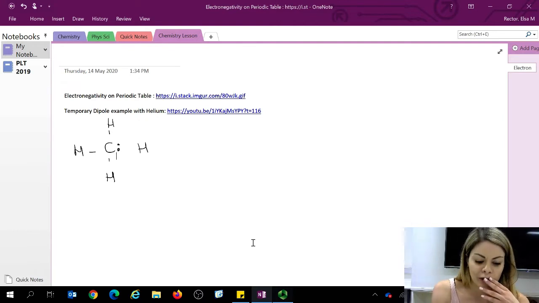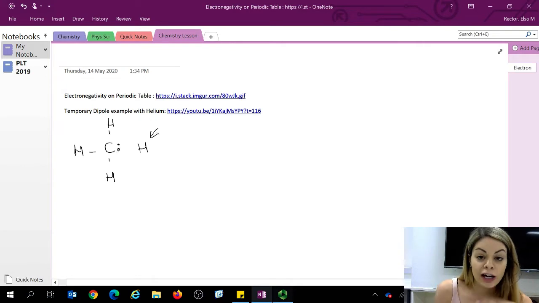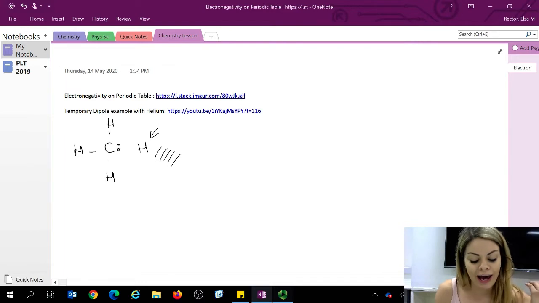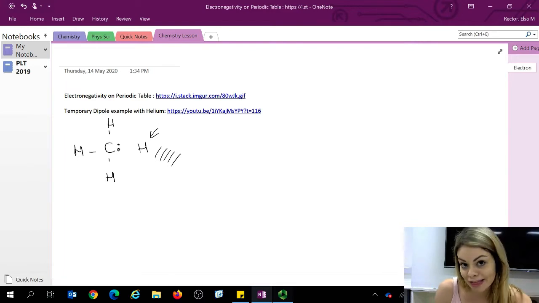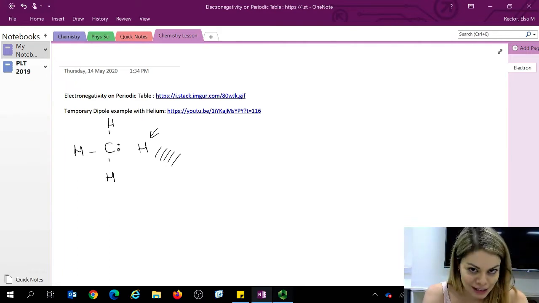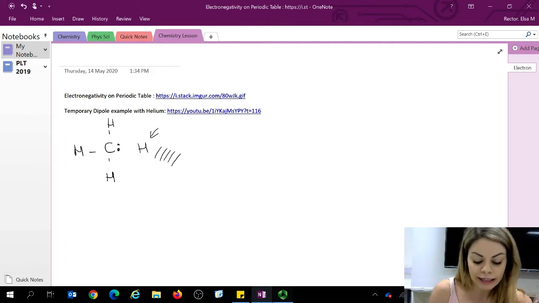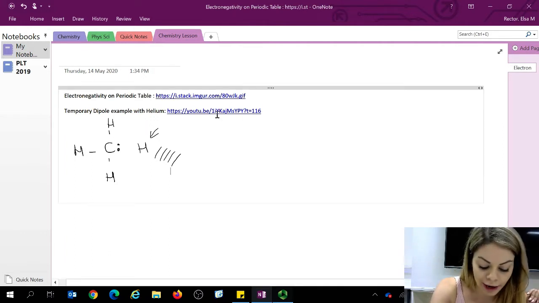If that happens and we get a slightly positive charge here, then that's going to align with a negative charge somewhere on a neighbouring methane, okay? So that's what a van der Waals force is. I'm going to write some notes and I'm going to show you a little clip because I highly doubt that you've just fully understood that and know what's going on.